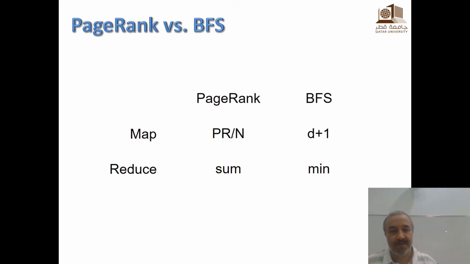So in map, we divide by n here, we add 1. Of course, when we relaxed it, we said we would add the weight. In the reduce, sum here, minimum here.